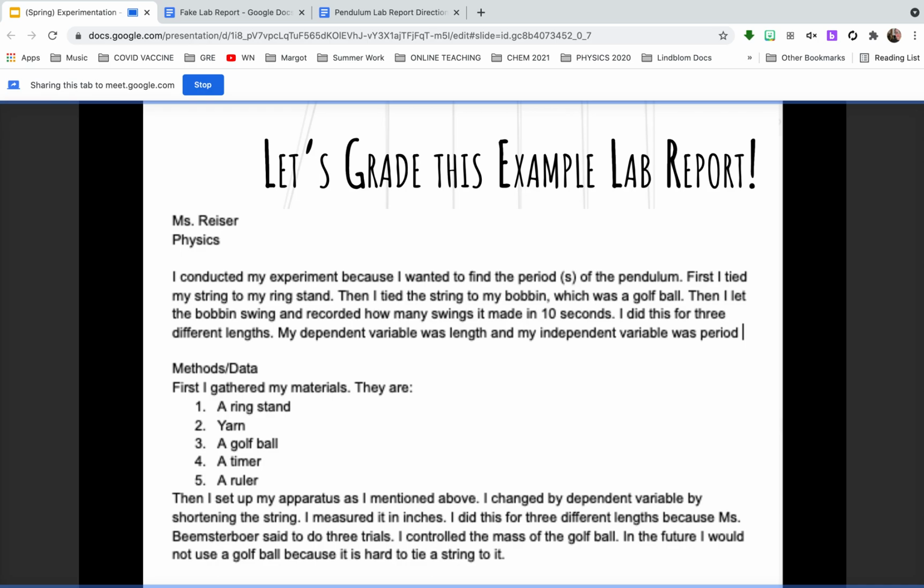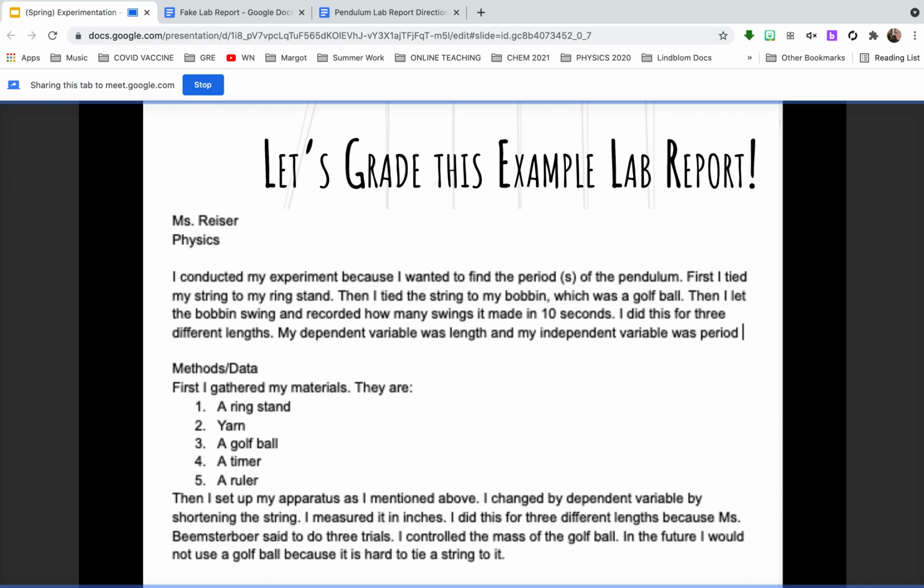Madison, yeah. No, so they don't have any data shown. We can kind of assume maybe that's on another page and this is just the written portion. But no, the data is completely missing. We don't have a data table. We don't have a graph.